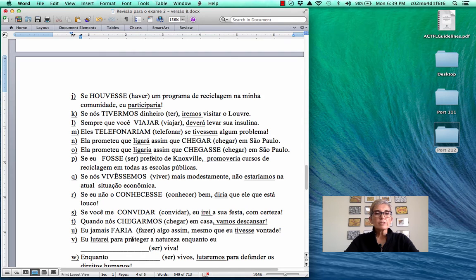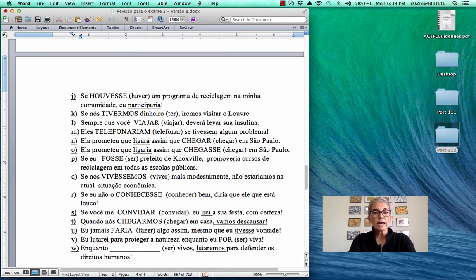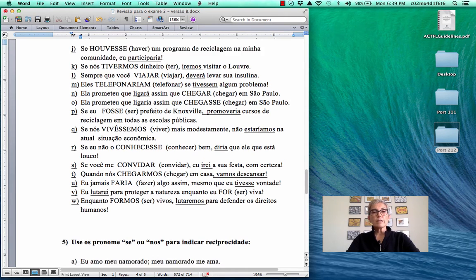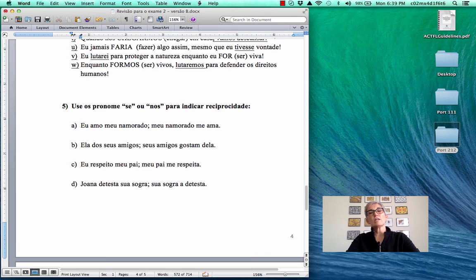Eu lutarei para proteger a natureza. Future indicative, so this one has to be future subjunctive. Eu lutarei para proteger a natureza enquanto eu for viva. Remember that, third person plural. Take out the ending. Então, enquanto eu for viva. Enquanto lutaremos, future indicative, so here also future subjunctive. Enquanto and it's first person plural, so enquanto formos vivos, until the day we are alive, we will fight to defend human rights.